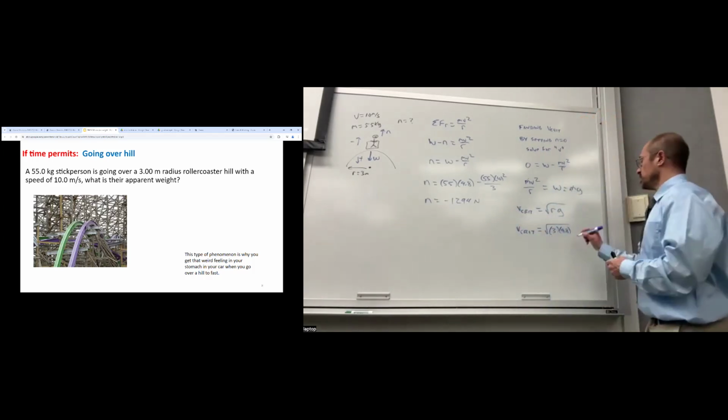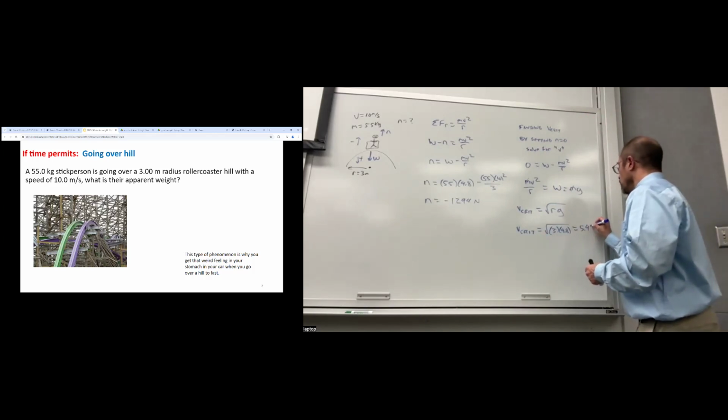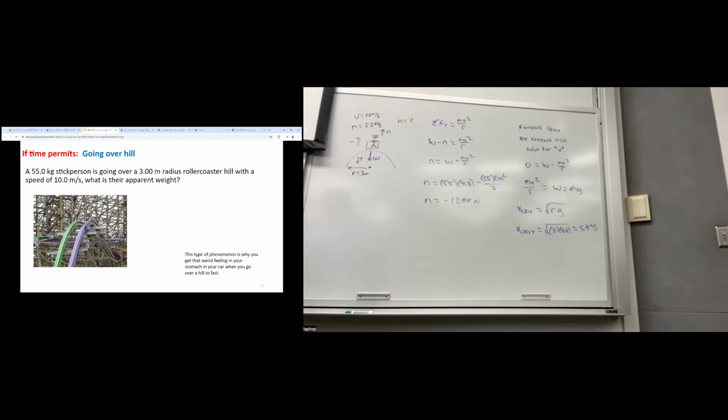So what's our critical speed? 5.4. So if you want to maintain contact with the road, you go over the hill at 5.4. If you're faster than that, your car will go up in the air, right? And then you have to hope that you don't hit too hard when you touch back down, or you have really good shocks. Is everyone good with that?